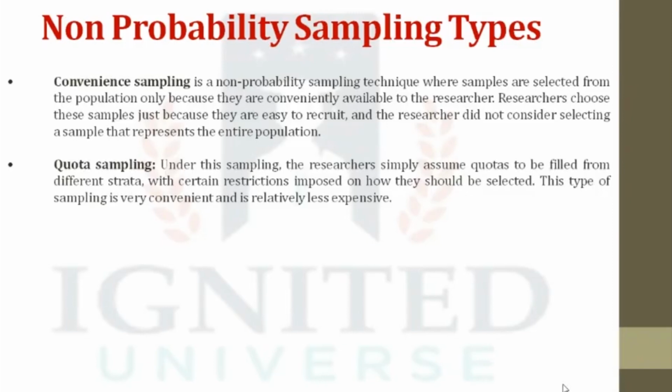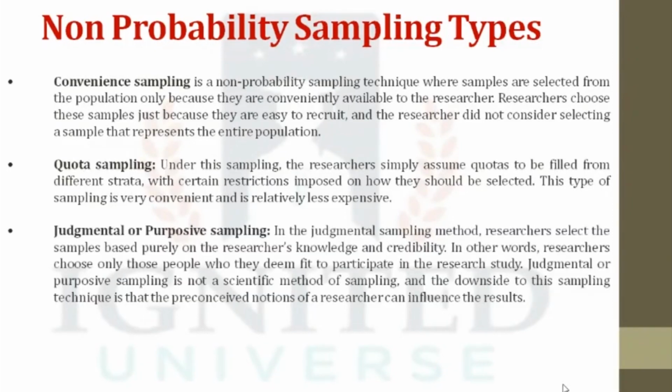In quota sampling, one should keep in mind that the samples should be in the proportion of the population. For example, if in a city the male to female ratio is 60 to 40, then the sample chosen should be nearly of the same ratio. Moving on to the next non-probability sampling type, we have judgment sampling.